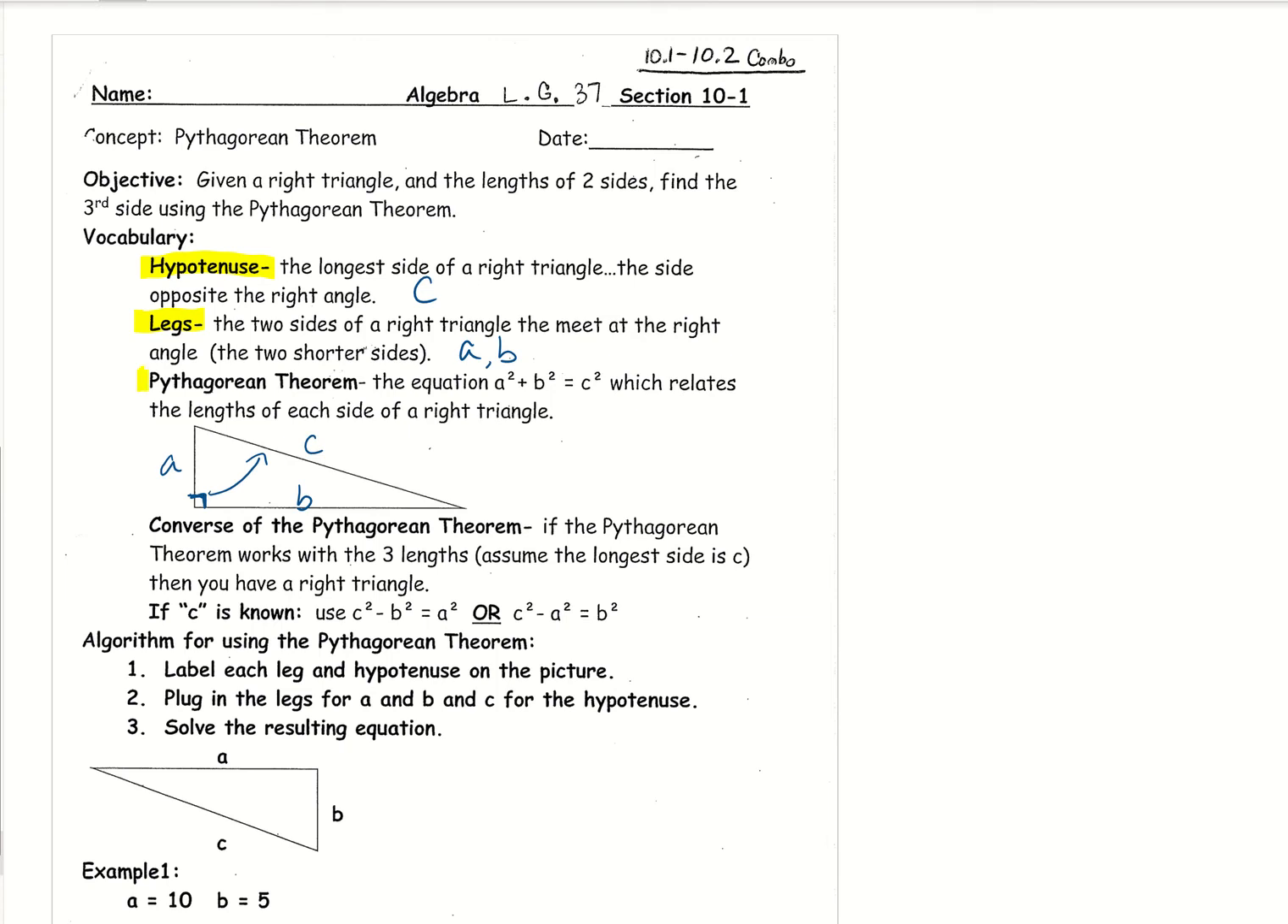And then the Pythagorean theorem itself, this is very important that you know, is a squared plus b squared equals c squared. A and b are the legs, c is the hypotenuse.